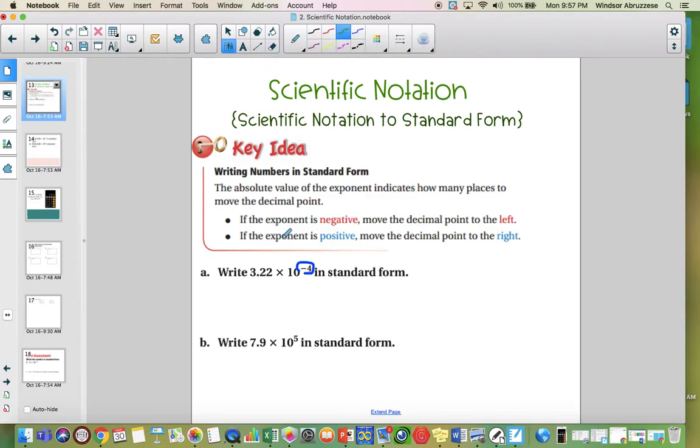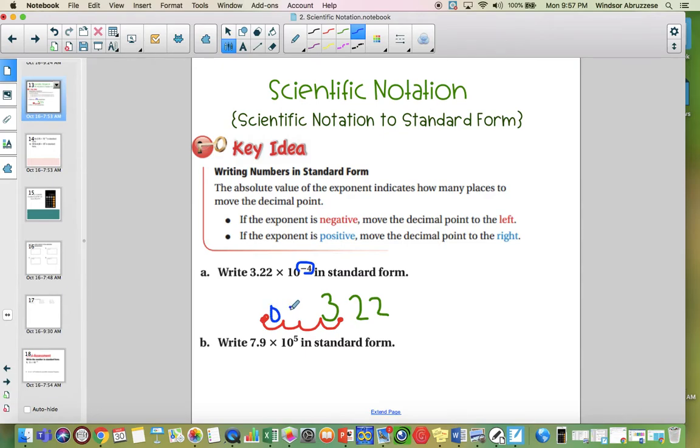As it says up here, when the exponent is negative, you're going to move the decimal to the left because watch what happens. I have 3.22. Now, if I move my decimal, here it is. How many times should I move it? 4 times. 1, 2, 3, 4. Here is my new decimal location.